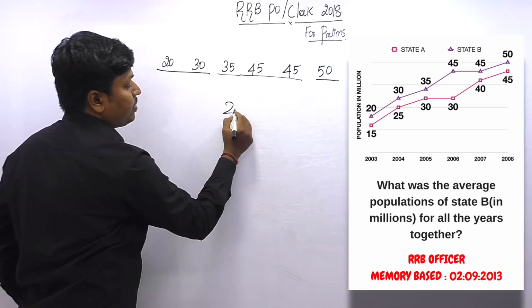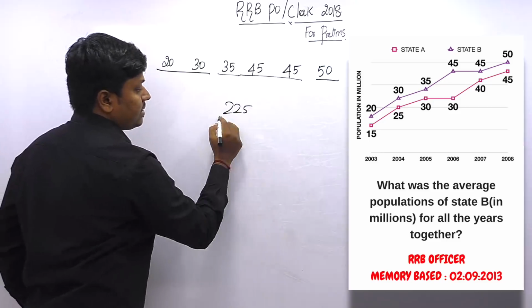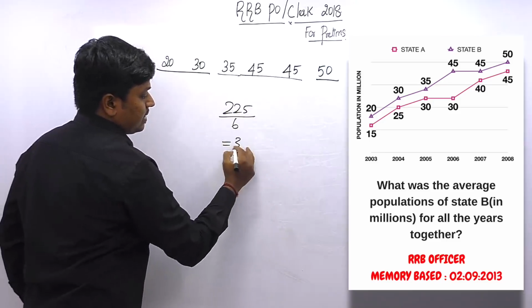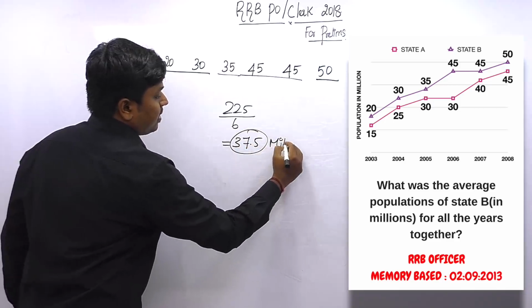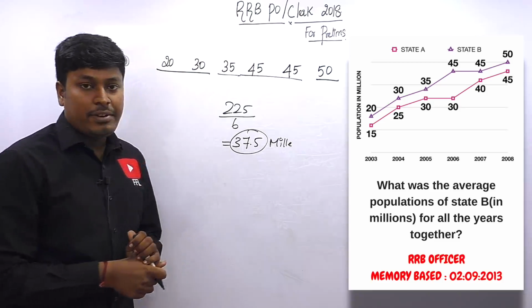190 plus 35 will be 225, and we know we have 6 years, so divided by 6. So 6 threes are 18, 37.5. So finally we can say that the average population is 37.5 million.